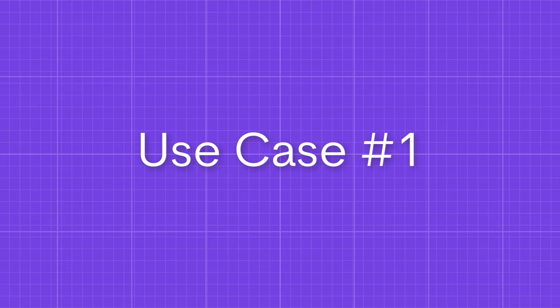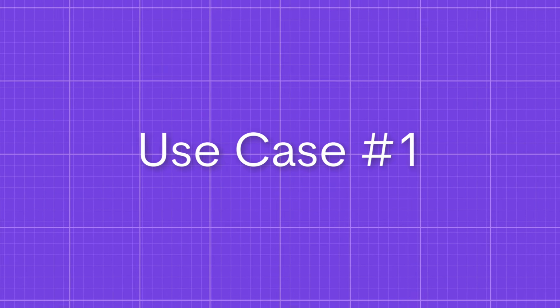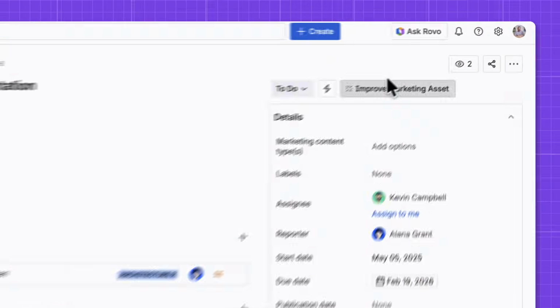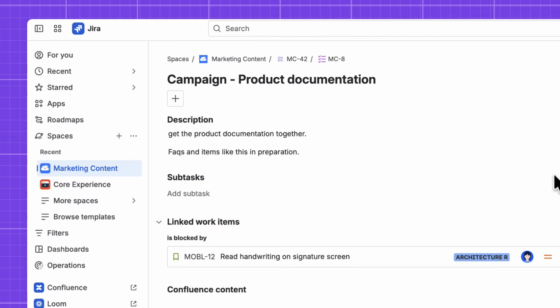Use case number 1. Let's take a look at a Jira task here. And what we're going to do is we're going to use Rovo AI to rewrite the description and produce subtasks. So the problem here is that the ticket is very vague, and there might be an endless back and forth between those who created it and those doing the work.